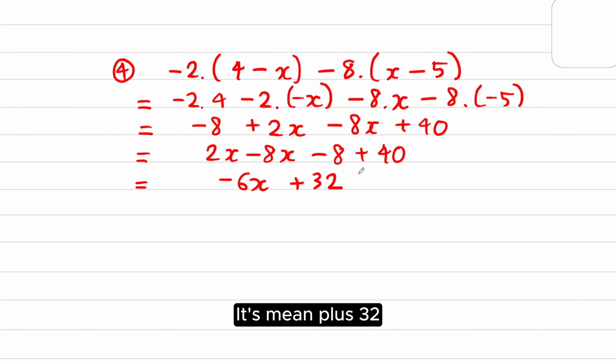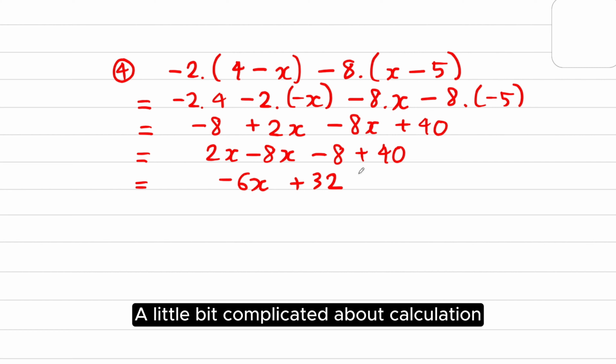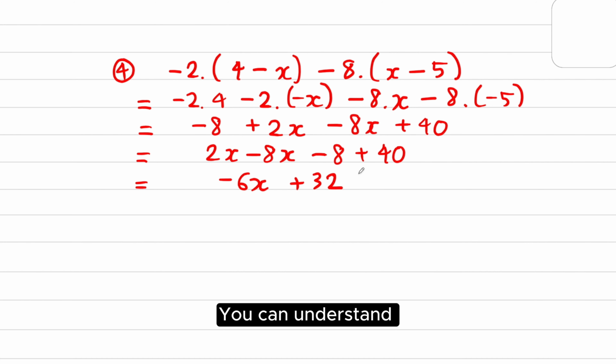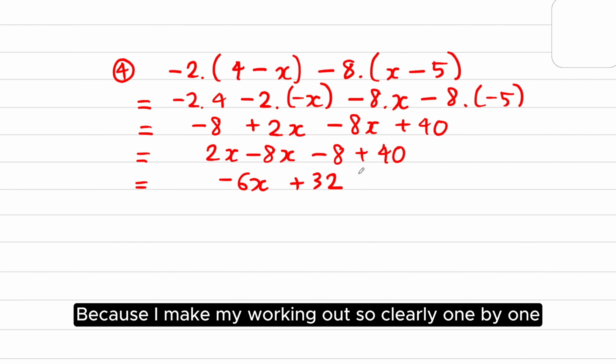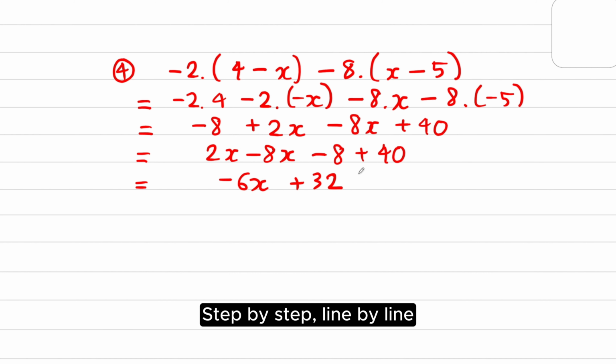Plus 32. Yeah, a little bit complicated about the calculation, but I think when you see my solution, you can understand, because I make my working out so clearly, one by one, step by step, line by line. That is example 4.